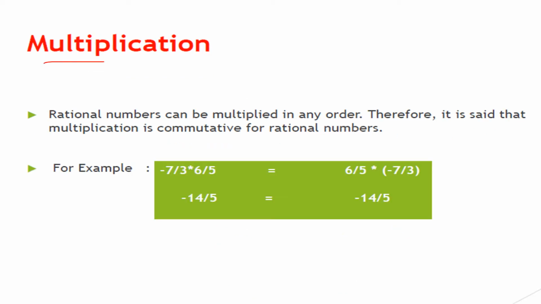In multiplication, we can say here also the order doesn't change anything. If you put this number on the first place and this number on the second place, still the answer obtained will be the same, that is minus 14 upon 5. So we can say rational numbers can be multiplied in any order. Whether you do a into b or b into a, the answer will remain the same. That is why in the table we use, 2 into 3 is 6 and 3 into 2 is also 6.